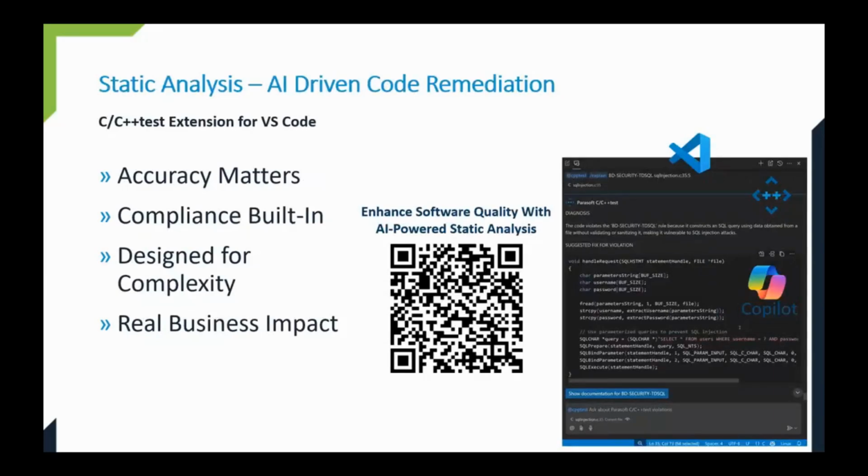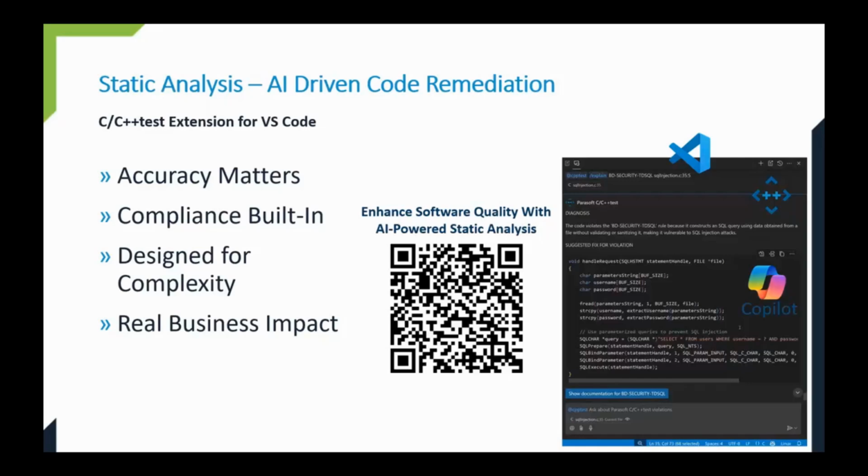Now, in case you're not aware, I wanted to quickly highlight how Parasoft leverages generative AI to accelerate fixing code violations. This is actually a true game changer. We've integrated GitHub Copilot into our C/C++test VS Code extension. But what sets Parasoft apart is how we guide the AI to produce high quality compliant code. The key lies in two things here.